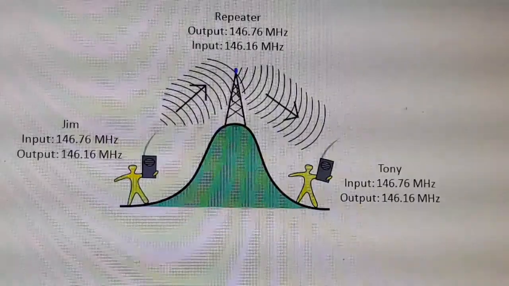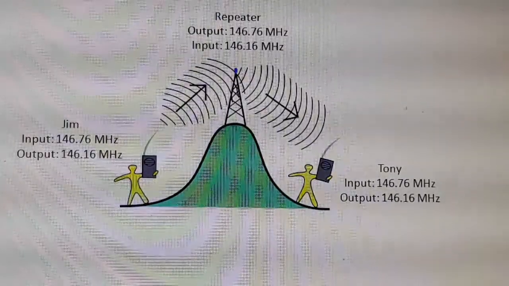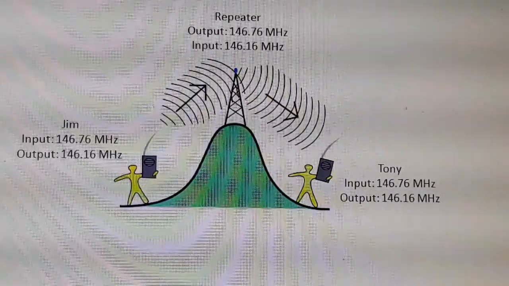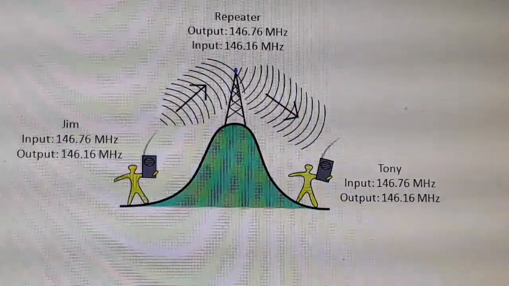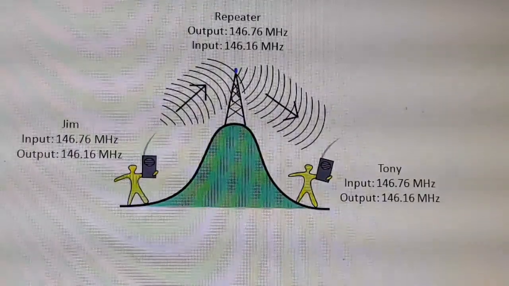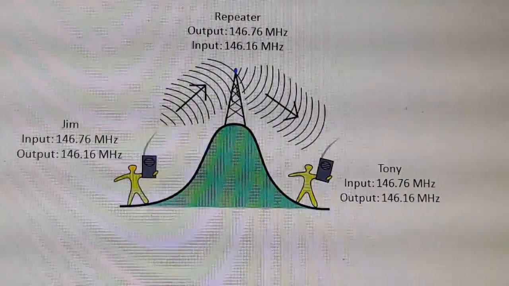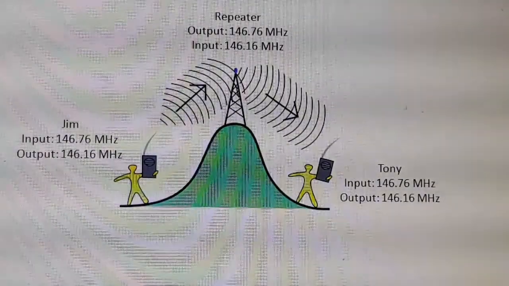So this is how you can use a repeater. Now you do have to have a ham radio license to do this, and in the UK you can get a foundation license, and that will enable you to do it. Included in the syllabus is learning how to use a ham radio repeater. So we'll just move on to the next part.